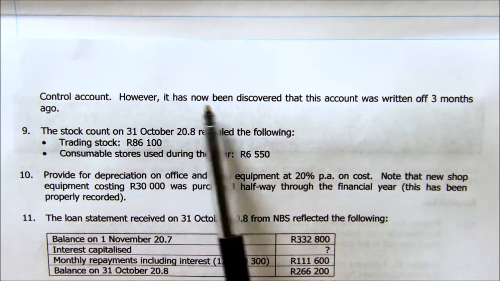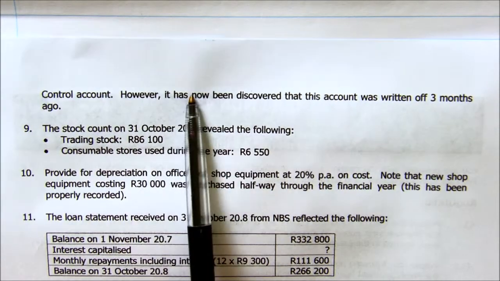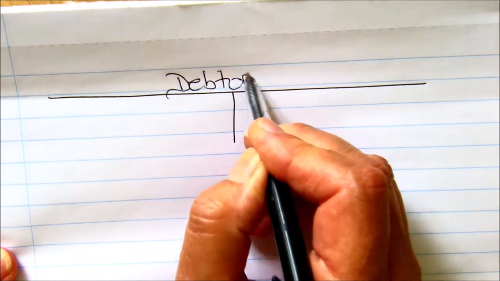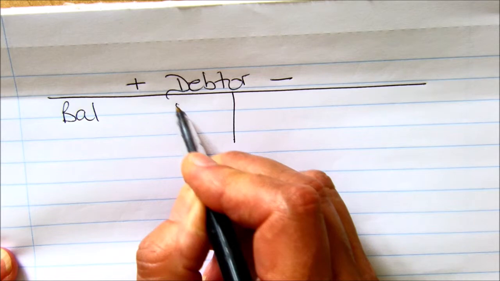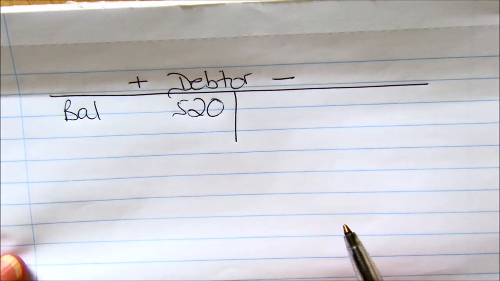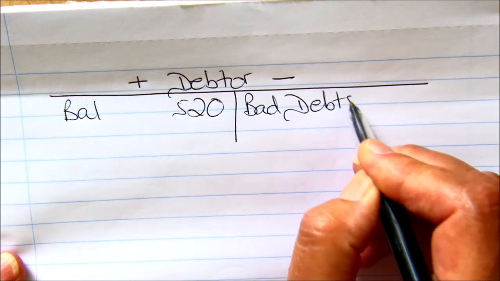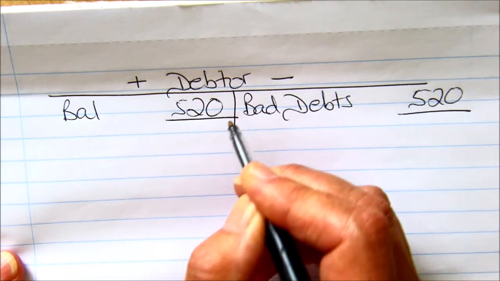It says, however, it has now been discovered that this account was written off 3 months ago. And that means that they have actually made an error. So let's go back and see what they've done. You would have had a debtor in your books. And the debtor, obviously being an asset, would have been a plus-minus account. So you had a debtor that owed you 520 Rand. 3 months ago, you wrote that off. So you would have bad debts, 520, and that debtor's account has been cancelled.